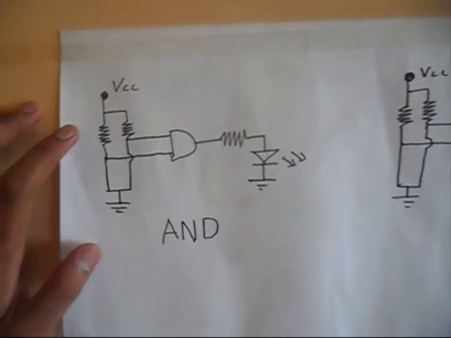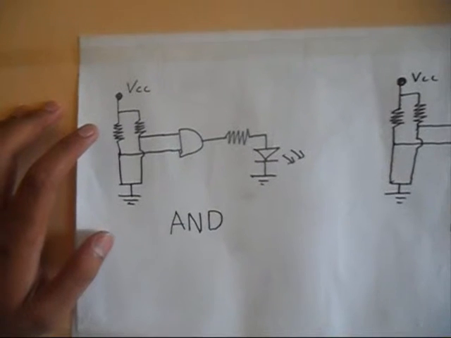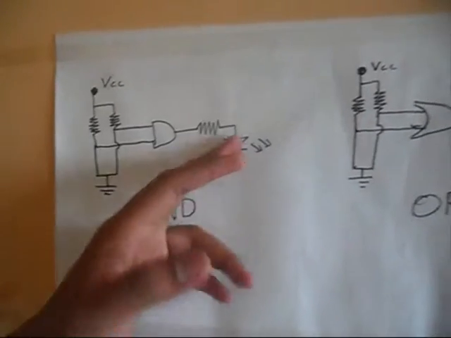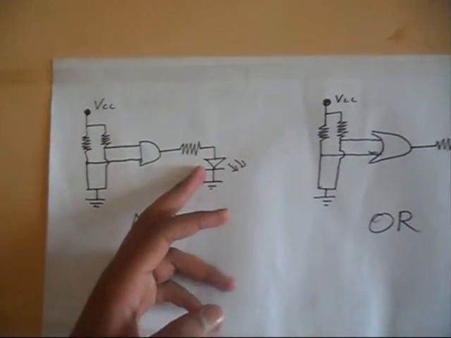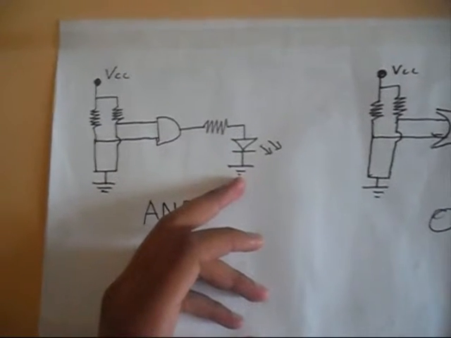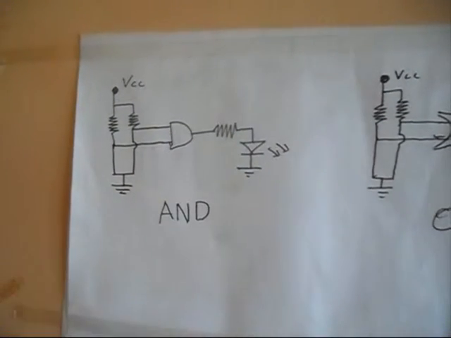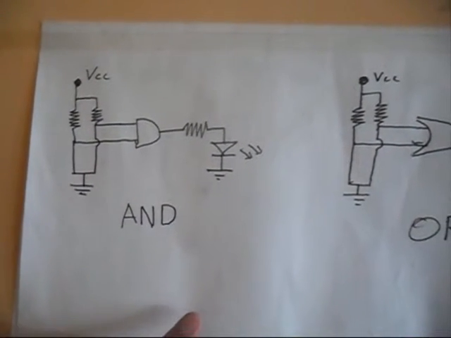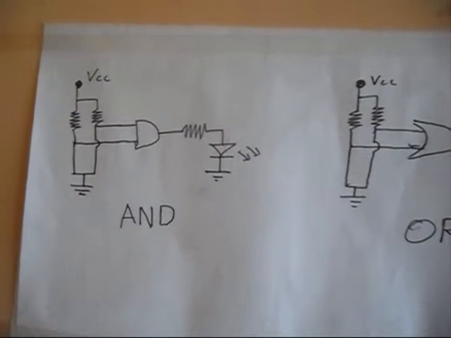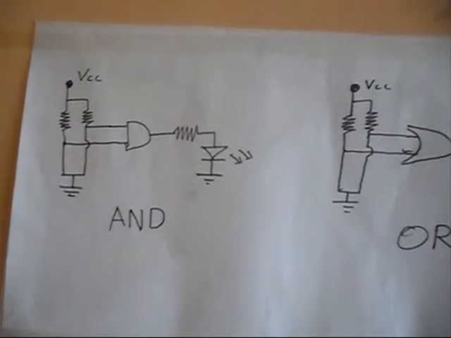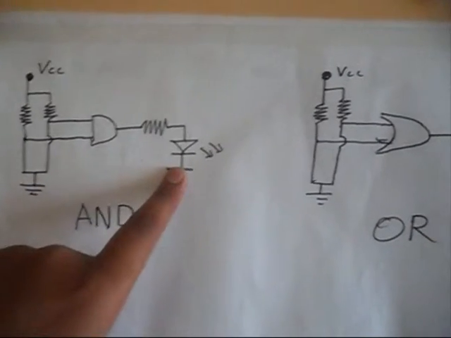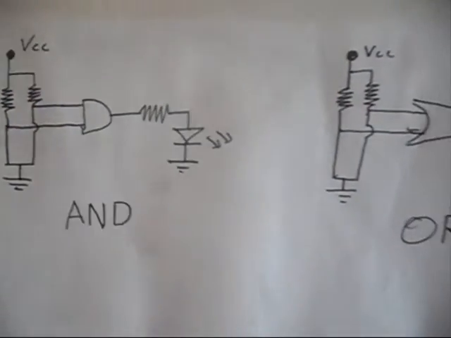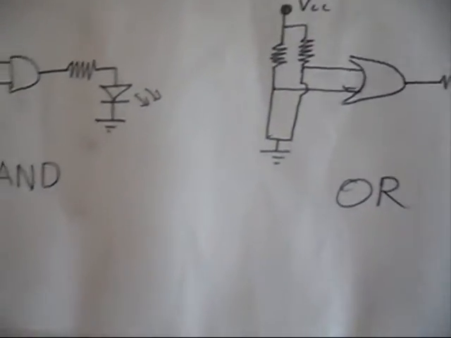The input will be 0 if the switch is pressed. At the output, there is an LED with a 330 ohm resistor. If both switches are not pressed, or equal to 1, then the output is 1 and the LED will light up. And if one or both of the switches are pressed, then the output logic value is 0 and the LED turns off.